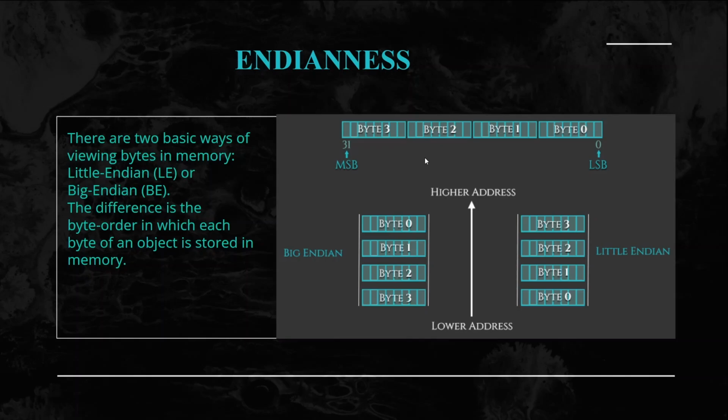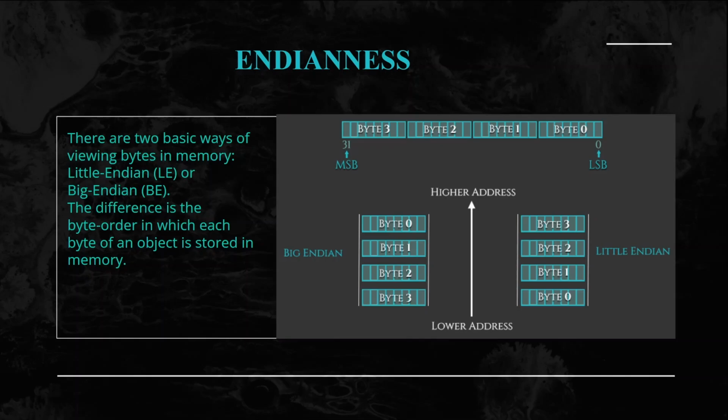On Little Endian machines like Intel 32-bit or 64-bit, the least significant byte is stored at the lowest address. The lowest address is the address closest to the zero. On Big Endian machines, the most significant byte is stored at the lowest address.